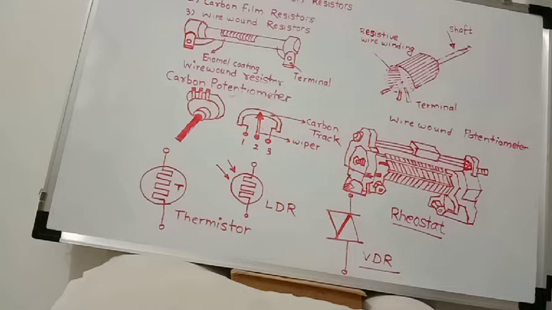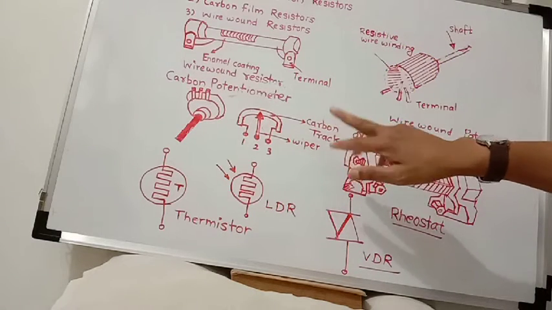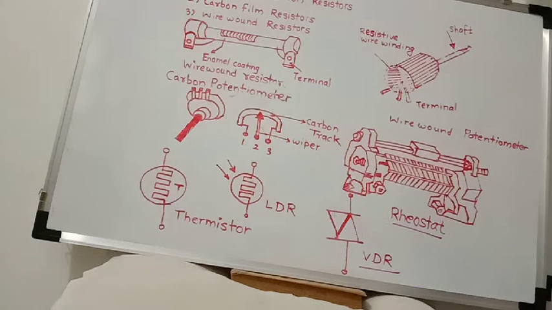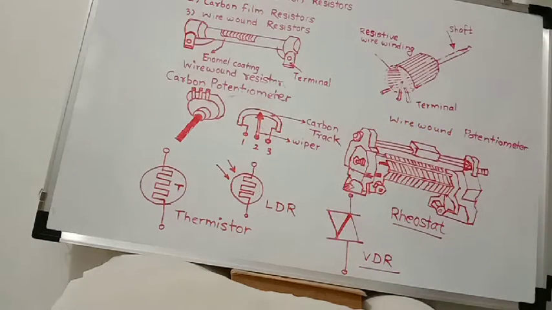According to the material used, these potentiometers or variable resistors are of two types: carbon potentiometer and wire wound potentiometer. Now we will study the construction of the carbon type potentiometer.